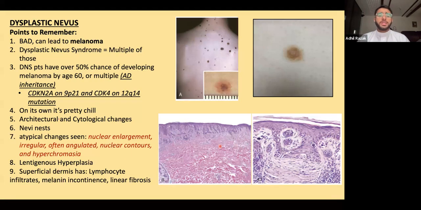You can also appreciate lentiginous hyperplasia. The word lentiginous means something to do with melanin. So lentiginous hyperplasia pretty much means that the melanocytes are hyperplased and there's more melanin seen, which is very characteristic of melanocytic nevus or melanoma. Once again, the superficial dermis has lymphocytes and melanin incontinence because of the hyperplasia. You can also appreciate some fibrosis. Linear fibrosis can also be seen in dysplastic nevus.